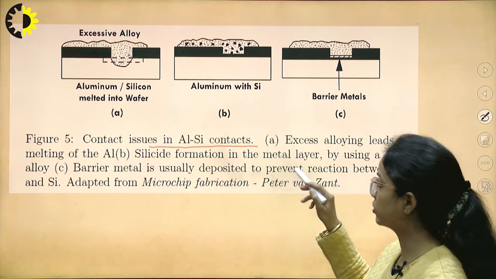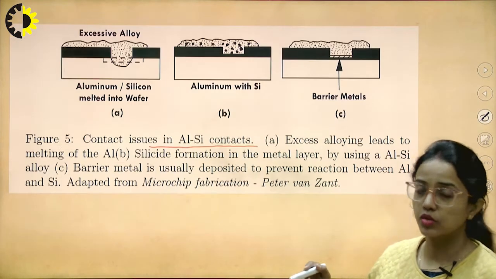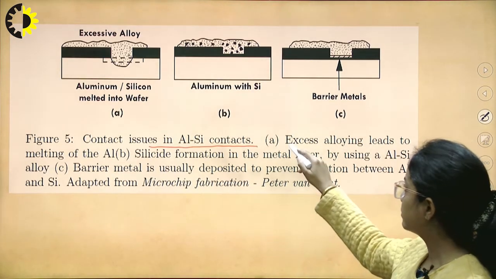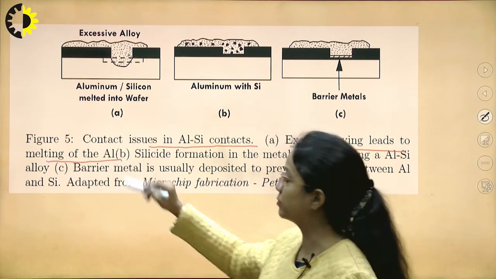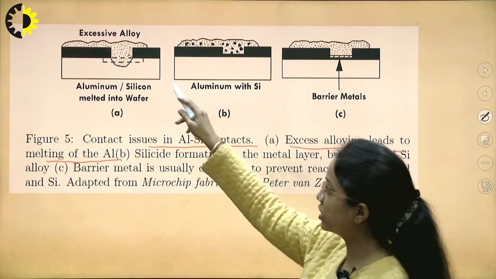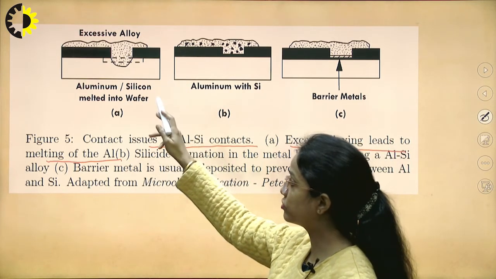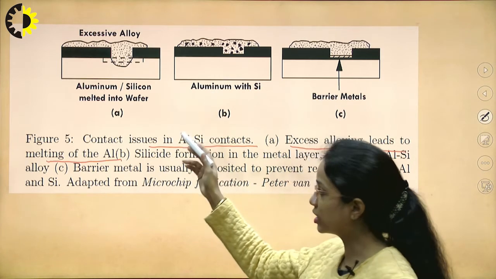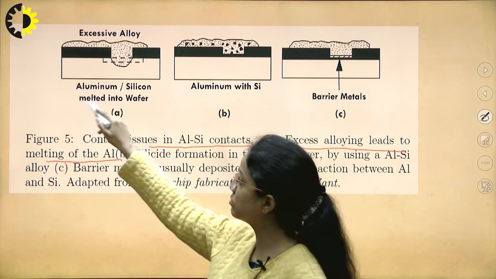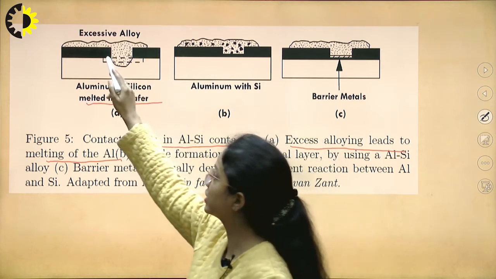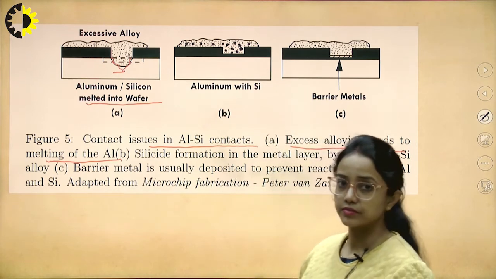We have seen here aluminium silicon contacts. What happens when this aluminium and silicon come in contact? We are seeing that excess alloy leads to melting of aluminium, and here there is some excessive alloy and melting of silicon taking place, melting of aluminium is taking place, and we can see that it has melted into the wafer, perforated it and entered the wafer space.